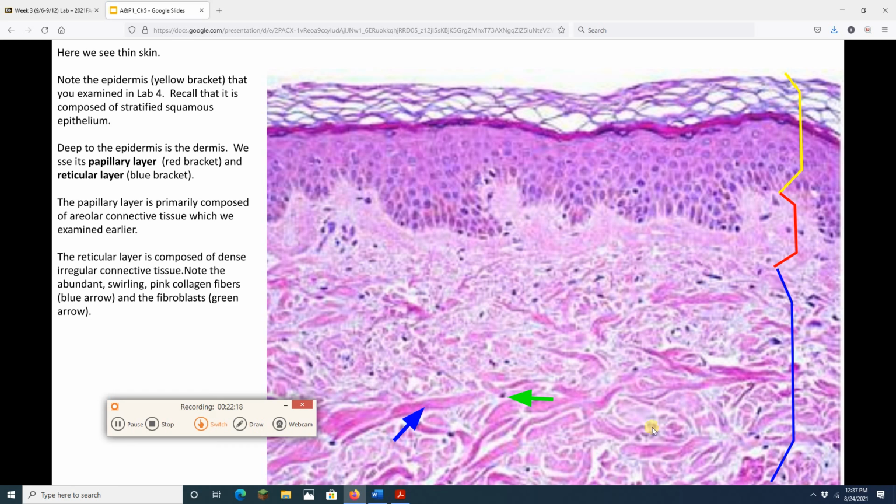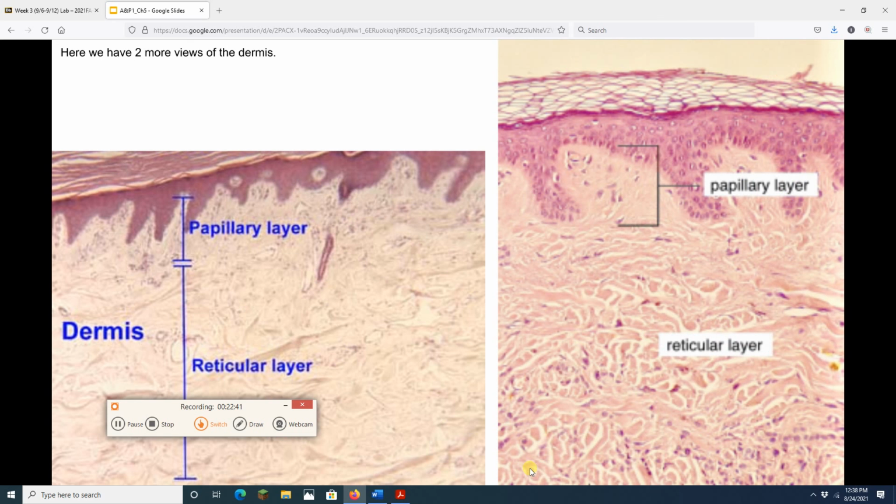Then down here, I got my dermis with my papillary dermis, which is mostly areolar connective tissue. Then my reticular dermis, which is dense irregular. Notice the abundant swirly collagen fibers. And I can see some cute little fibroblasts in there too. And here I got two more views just for your viewing pleasure, where we can see the dermis, we can see the papillary and the reticular layer. I kind of like this one on the right better than the one on the left. I don't know about you.